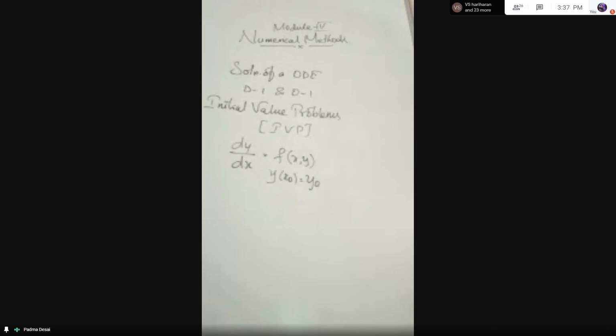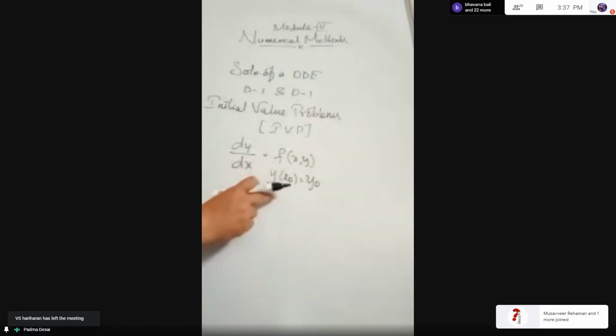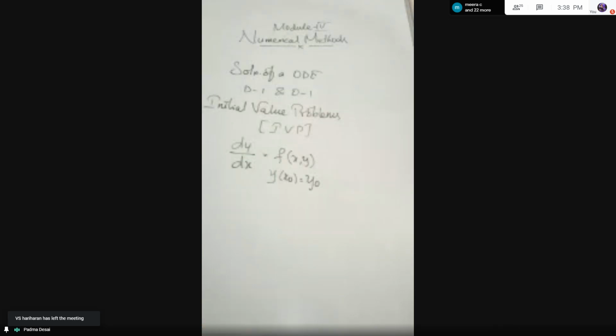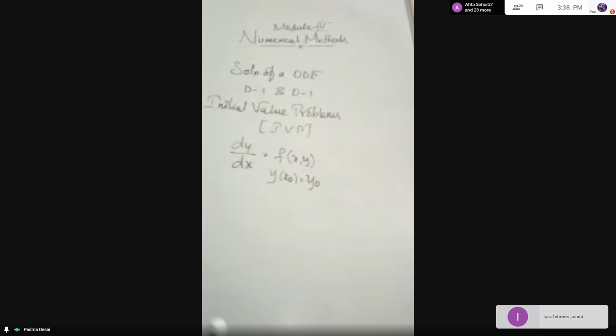Why do you call it as initial value problems? Because the conditions are given here. Initially only we apply. So they are called initial value problems. They are nothing but the differential equations, of course, what you have done earlier in your previous years. But the method to solve them is different from what is the method we are employing now.